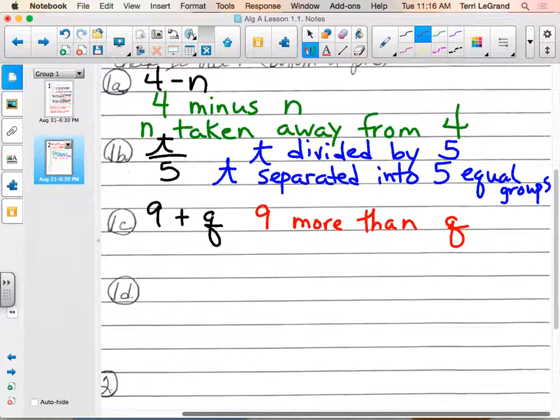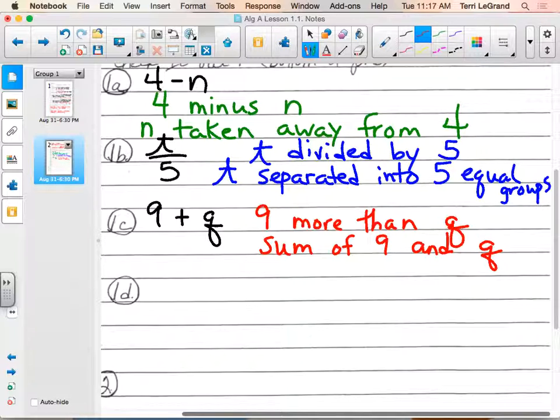Could we have written it this way? Q more than 9. Yes. Is 9 plus q the same as q plus 9? Yep. So when we write the word phrases for addition, it doesn't matter who's first. It doesn't matter who's first. Okay, give me another one. Julia? Sum of 9 and we don't use the plus sign there. The sum tells us we're going to use the plus. Sum of 9 and q. You guys are good. Okay.